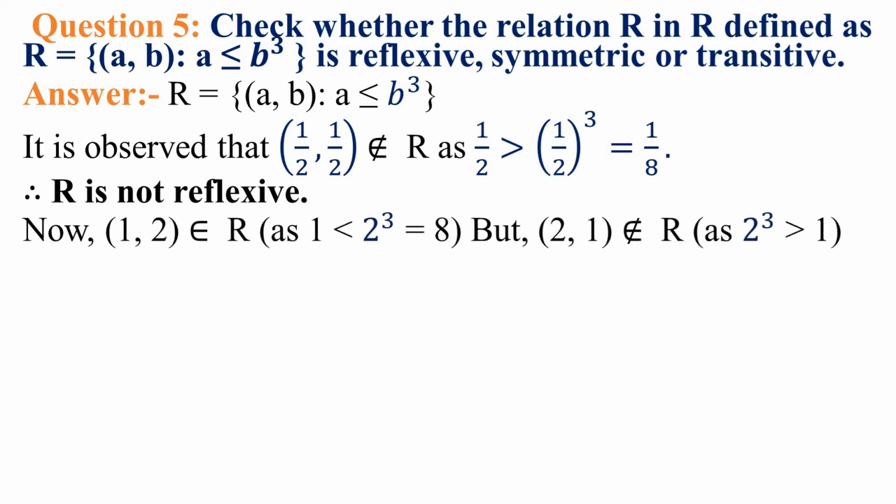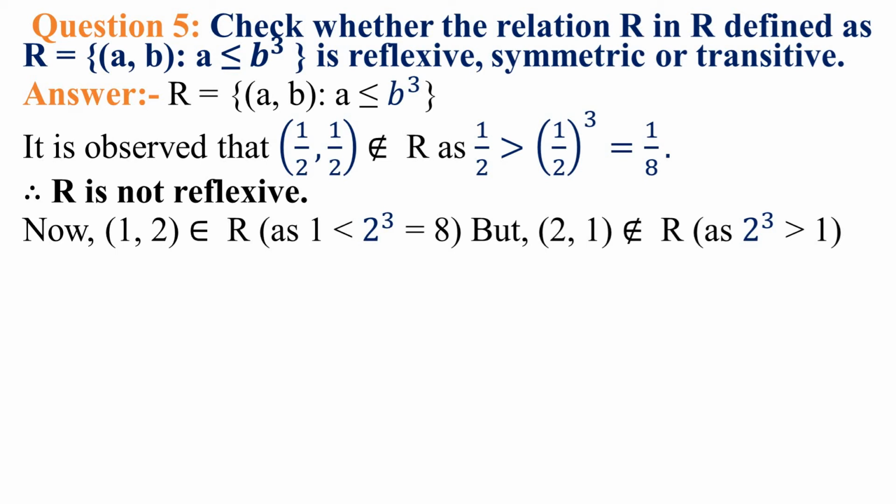Next, now (1, 2) belongs to R, since 1 is less than 2³. The 1 less than 2³ means 1 is less than 8. But (2, 1) does not belong to R because 2³ is greater than 1.